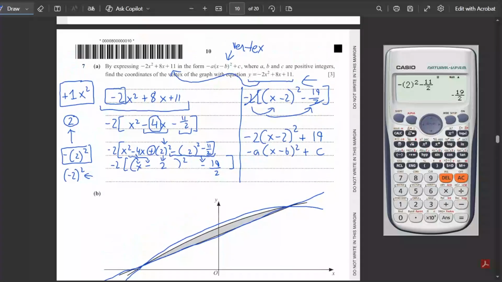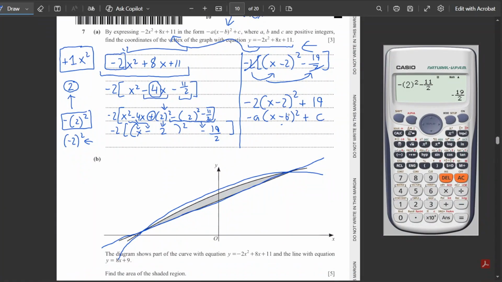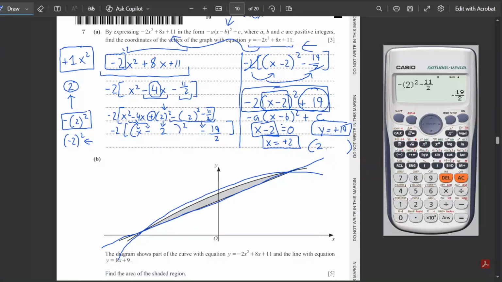Oh, my bad. Actually, we're not done with part A because we were supposed to find the coordinates of the vertex. So we haven't found the coordinates yet. The way you find the coordinates using the vertex form is you first look at the inside of this bracket, x minus 2, and you put this equal to 0. And then you solve it. So this is going to be x equals 2. This is the x coordinate of your vertex, and then this lonely term over here is going to be the y coordinate of your vertex. So the coordinates are (2, 19). Those are your coordinates of the vertex.